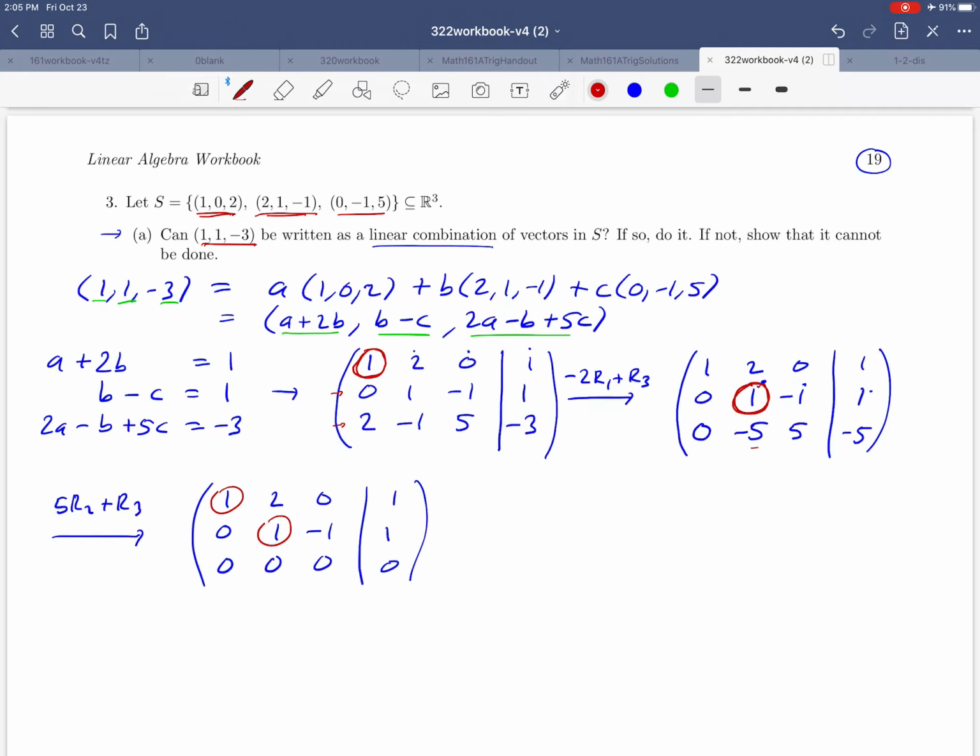Now there's something interesting that happened in this example that didn't happen in the previous one. Focus on the columns of this matrix for just a minute. In the first column, we have a pivot position that we circled. In the second column, we also have a pivot position. But in the third column, notice that there are no non-zero entries, so there's no pivot position in that third column. And what that means, if you think back to your previous linear algebra courses, is that c is a free variable because there's no pivot position in that third column. I'm going to write that down.